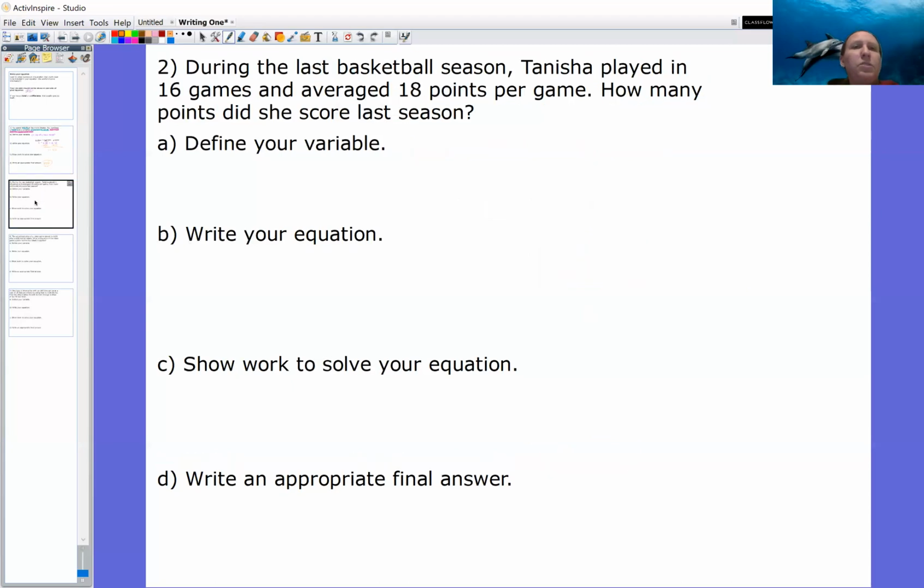Number 2. During the last basketball season, Tanisha played in 16 games and averaged 18 points per game. How many points did she score last season? So step 1 is to define your variable. The question says, how many points did she score last season? So I'm going to say P is points Tanisha scored last season.